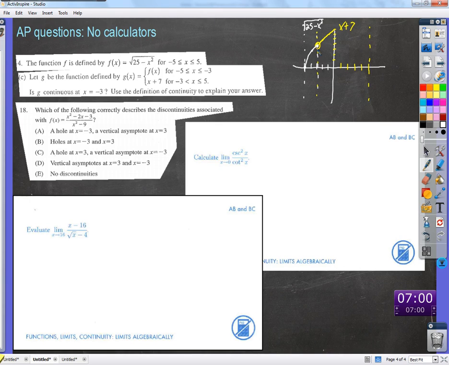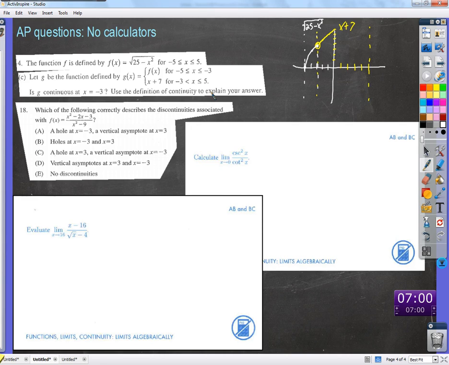Now if we were on the AP test, we'd probably need to state something like the function f of x is continuous on this interval. X plus 7 is also continuous on this interval. So we know that as it approaches the value of negative 3, it's all going to be continuous. And if they meet up, then it'll just be one continuous function altogether.